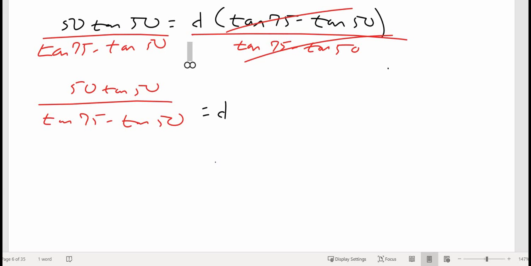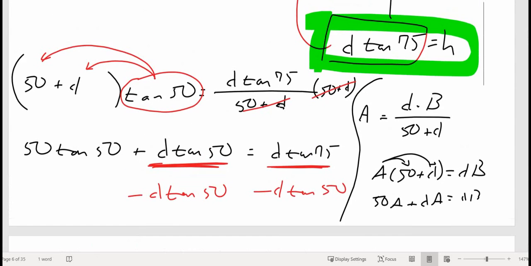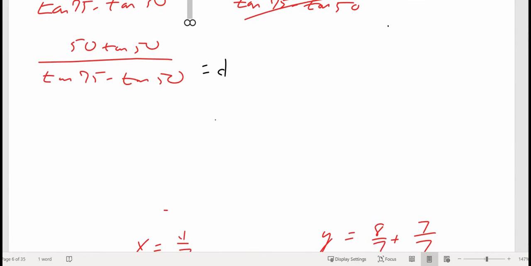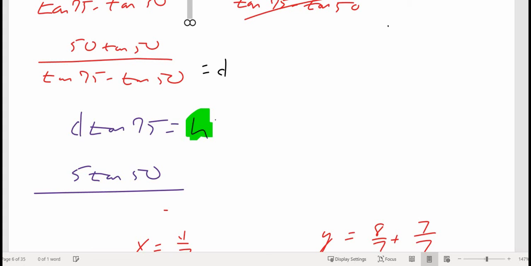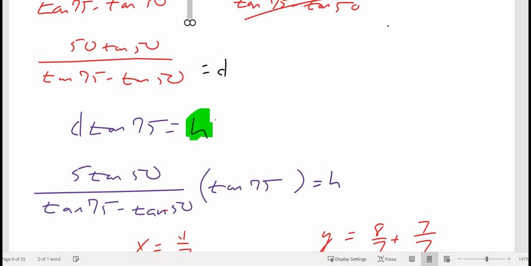So we had D times tangent of 75. So we had that D times tangent of 75 is equal to H. And H is what I'm trying to find. So 50, tangent of 50 over tangent of 75 minus tangent of 50 times tangent of 75 is equal to my height.